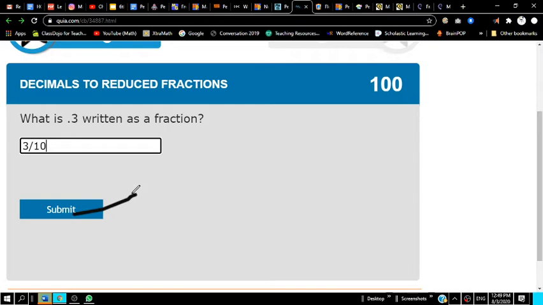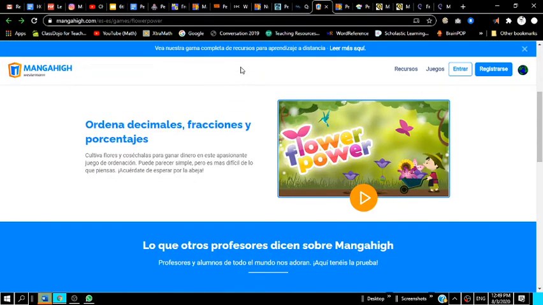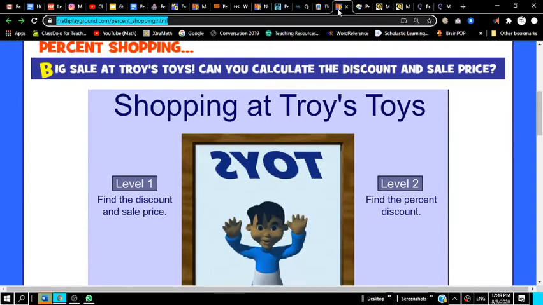I can't get, let's get rid of this. I can't do that. For some reason, it's not going to let me click out. But anyway, here's another one. This one's in Spanish, ordering decimals, fractions, and percents. Here's one that we did last time, shopping to find the discount.